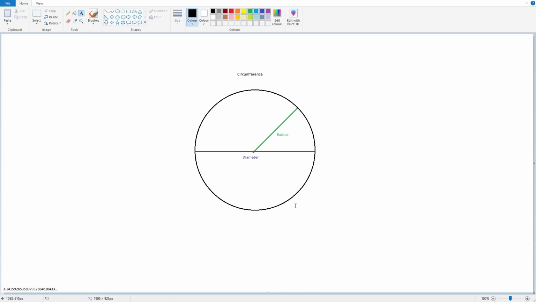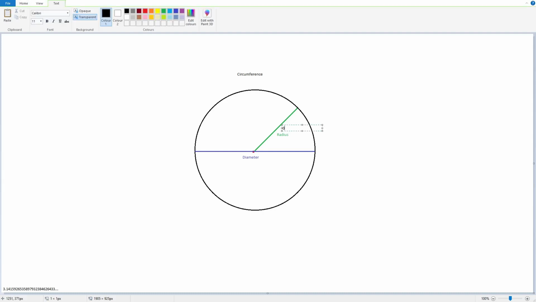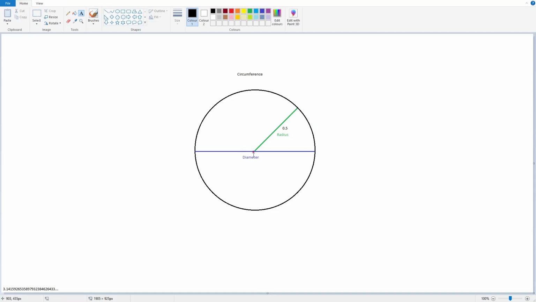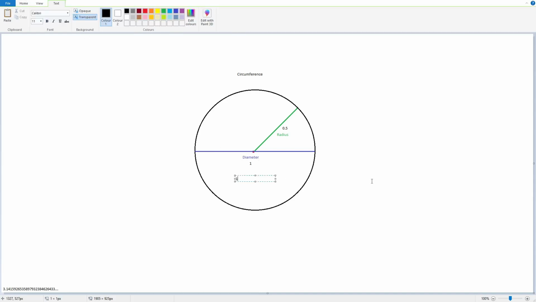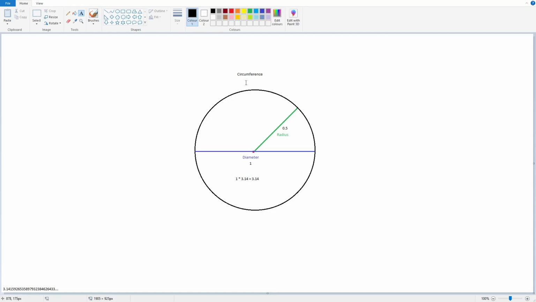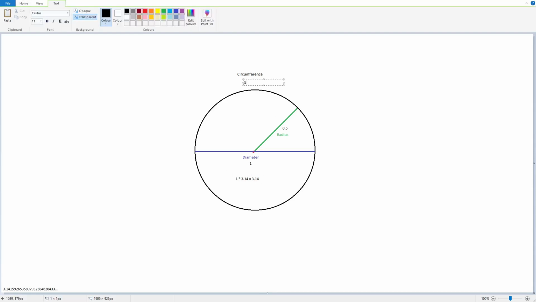So the first thing we need to know is that the diameter is always double the radius. So for instance, if the radius has a value of 0.5, that would mean the diameter would be double the radius and would have a value of 1. Because pi is the ratio between the circumference to the diameter, to work out the circumference, all we need to do is multiply the diameter by pi. So 1 times 3.14 equals 3.14. So we know that the circumference is equal to pi, which is 3.14.